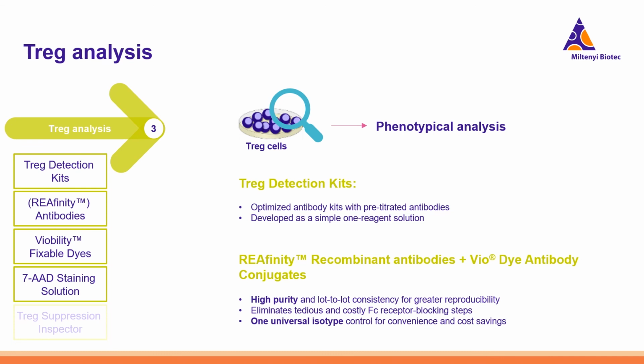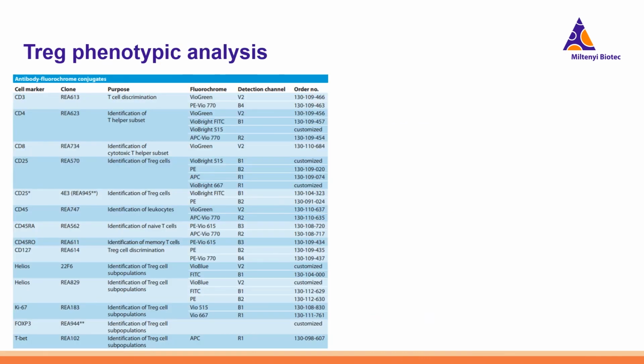For phenotypic analysis, we have two solutions for you. The first one is the Treg detection kits, which are optimized antibody kits with pre-titrated antibodies developed as single-reagent solutions. The second solution is REAffinity recombinant antibodies and biotin antibody conjugates, which are highly pure and have lot-to-lot consistency. We offer you panels of antibodies for phenotyping your Tregs with surface and intracellular markers.